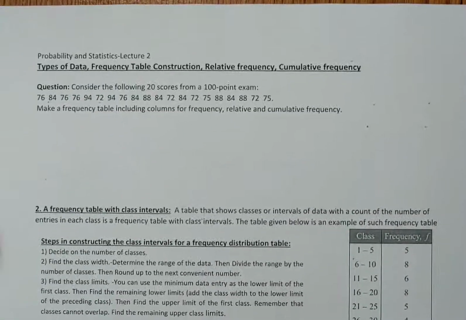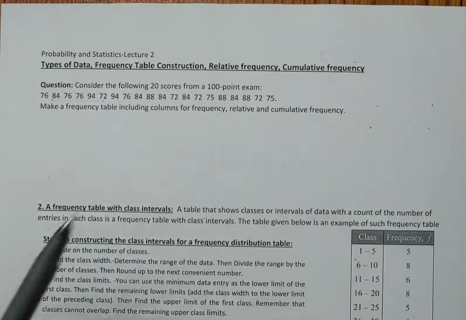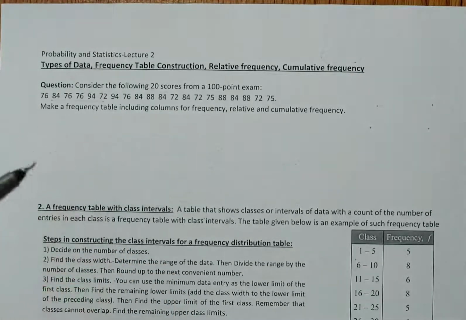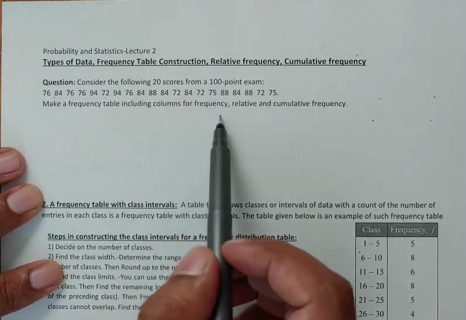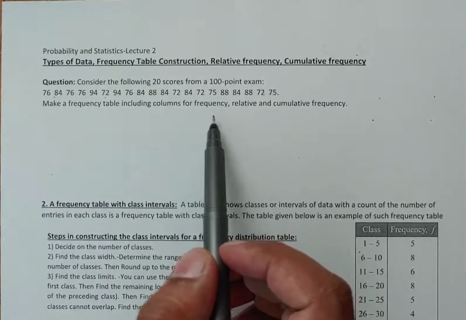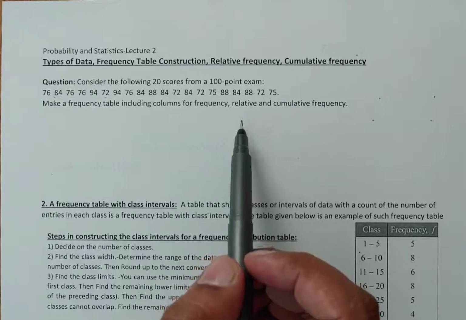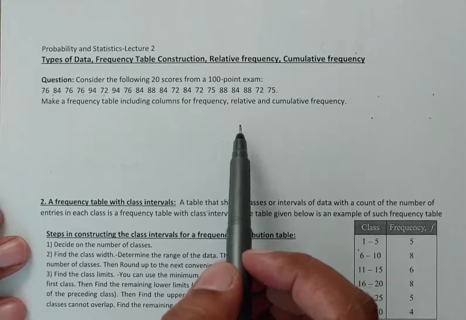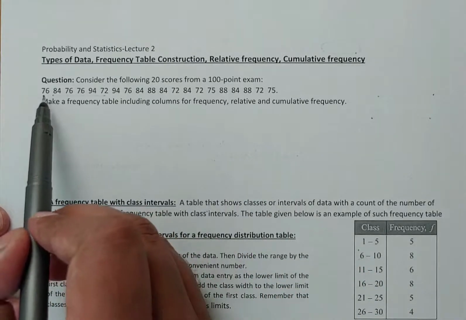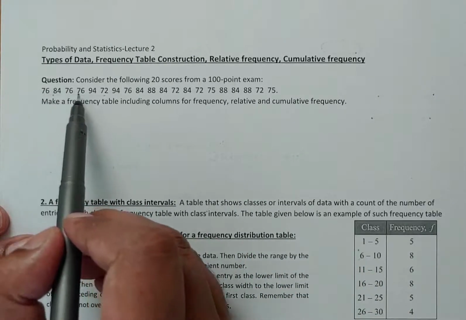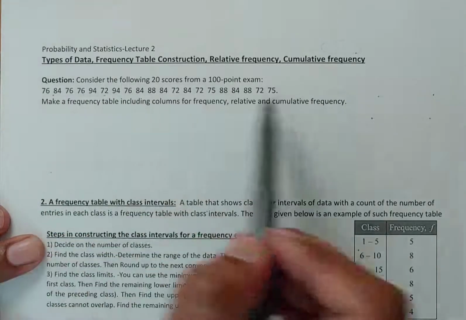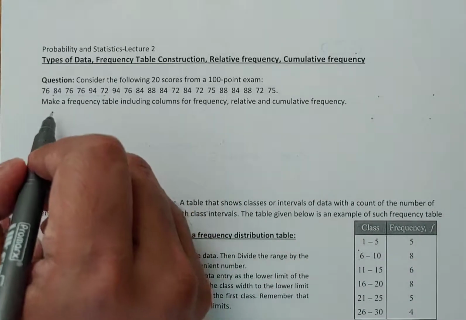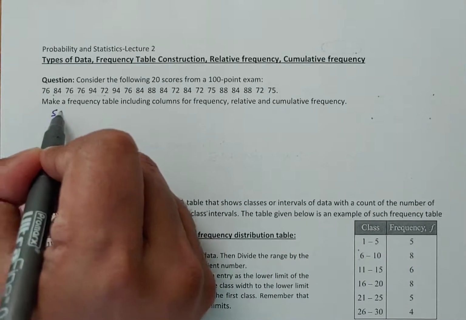Now the next question is, consider the following 20 points data. So the data is given. The question is, make a frequency table including the columns for frequency, relative frequency, and cumulative frequency. Okay, so what you do is, see, these data are like 76 and 76, 76, 76. We have some 76, 70, 84. So these are the numbers, right? So we have the score. So these are scores.